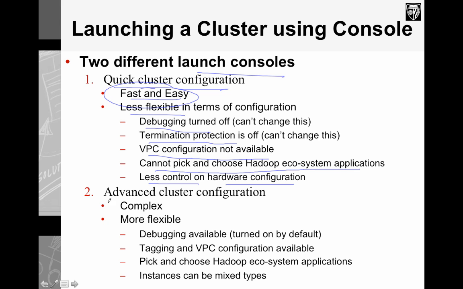There is also the advanced cluster configuration, which is a little bit more complex configuration. Here, it's much more flexible. You can set the debugging. You can also tag your EC2 machines. You can do VPC configuration. You can pick and choose the Hadoop ecosystem applications. You can pick and choose the instances, instance types that you want, of mixed types if you want to. If you want your core nodes to be of one machine type, you can do that. If you want your task nodes to be a different machine type, you can do that. So it's much more control in terms of the advanced cluster configuration.